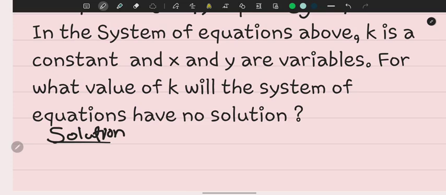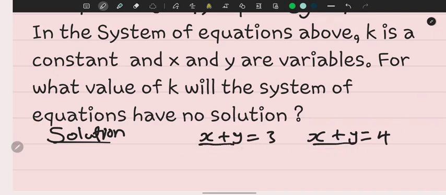A system of equations has no solution when you have the same expressions but different equations. What I mean by that is, let's say I have x plus y equals 3, and x plus y equals 4. We have two equations and they are different, but in the two equations the expressions are the same, x plus y here, x plus y here. The only difference is that the two expressions are equated to different values.